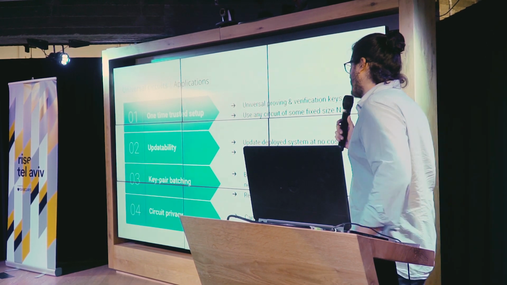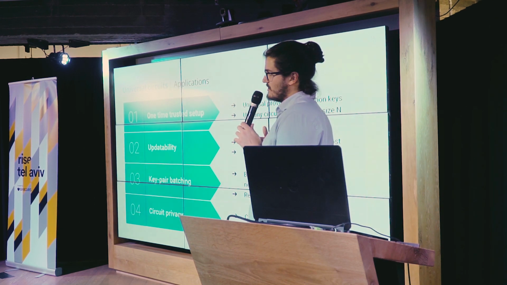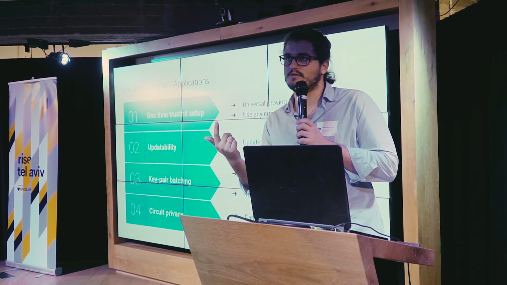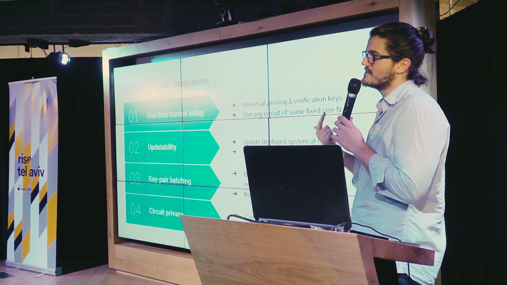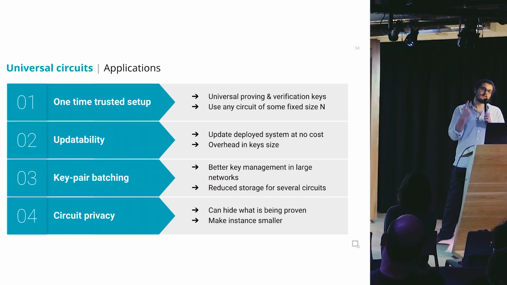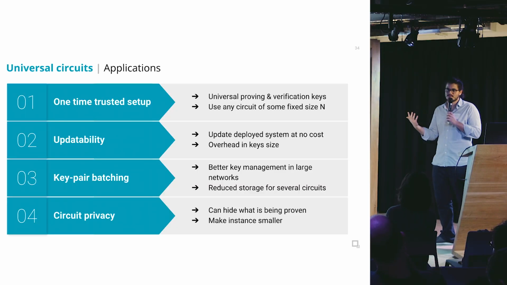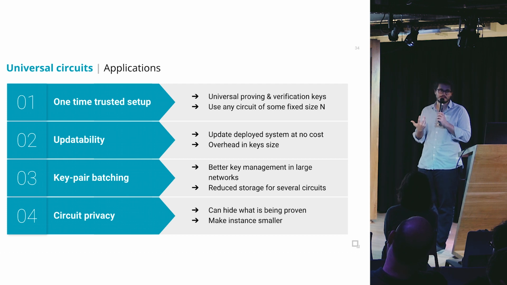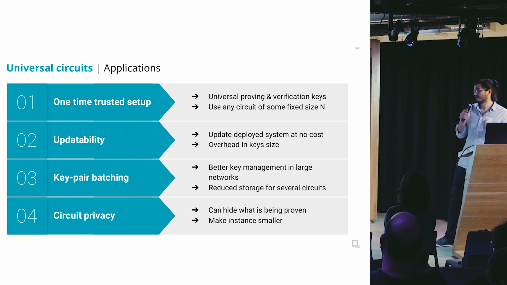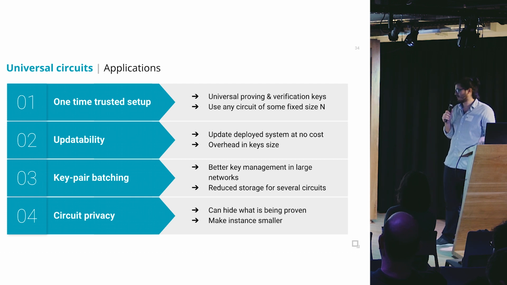And thirdly, we have key pair batching. This I also mentioned in the beginning, where if you have several circuits or several constraint systems that you want to prove on, you can use only one key instead of having hundreds of keys that you need to choose from and hold in storage, right? And this really is a meaningful improvement for storage when you have a large number of circuits.